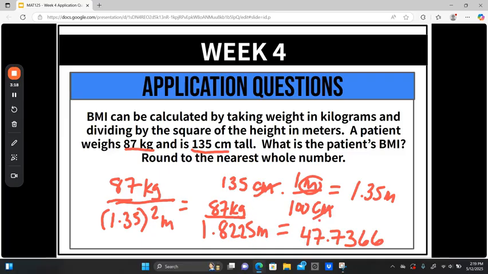So in which case, we need to look at this digit right here. And then we take a quick look to the right and we see that this digit is greater than 5. And so this digit in question is going to round up. So we're left with 48. Our units would be kilograms per meter, but this is the BMI.